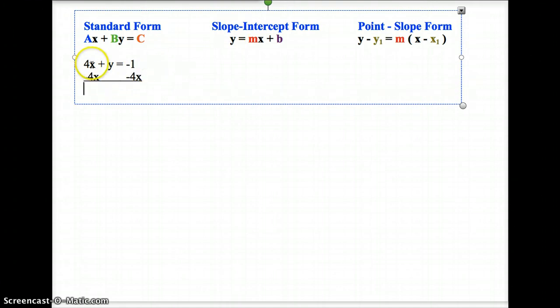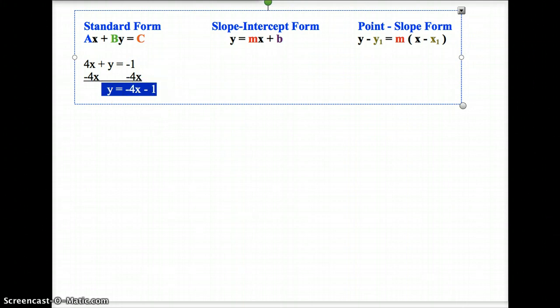On this side of the equation, the positive 4x and the negative 4x will cancel each other. So the only thing I have left over here is y equals. Now, some people will try to combine a -1 and a -4x. But if you remember, these are not like terms. I cannot combine them. You also should remember that the variable should come first. So the -4x should come first, followed by the constant, which is our -1. So now you'll notice that we've converted 4x plus y equals -1 into y equals -4x minus 1.